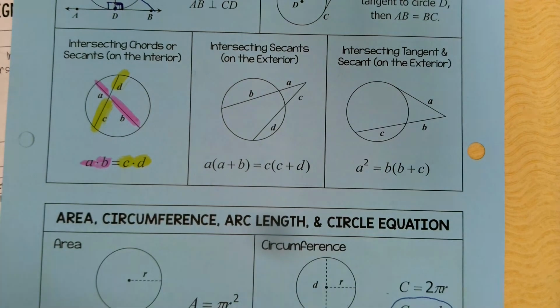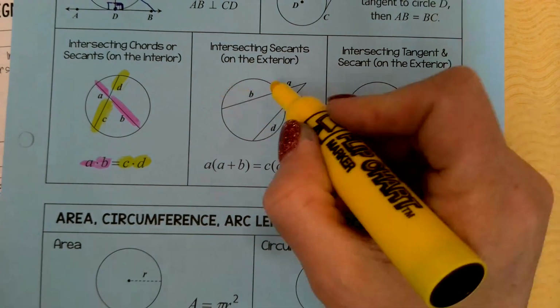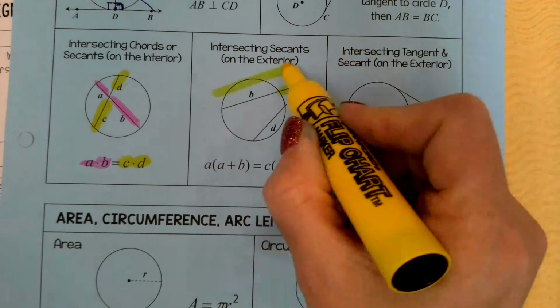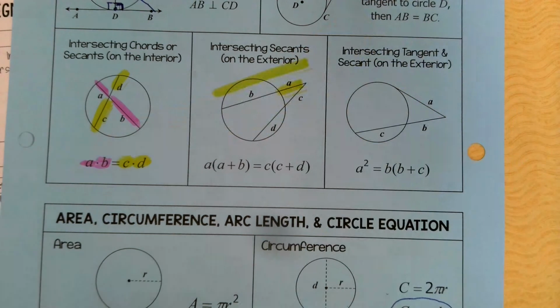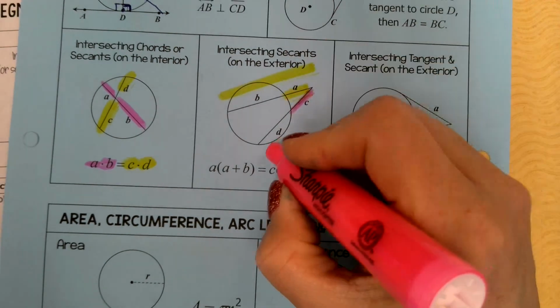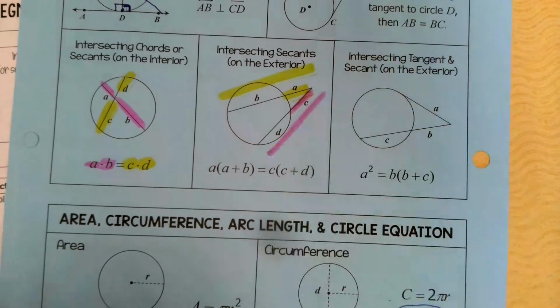What I want you to do is to highlight this little piece yellow, but then I want you to put a big piece out here. We're going to do the same thing with the pink. Highlight this little piece pink, and we're going to put a big piece out here.